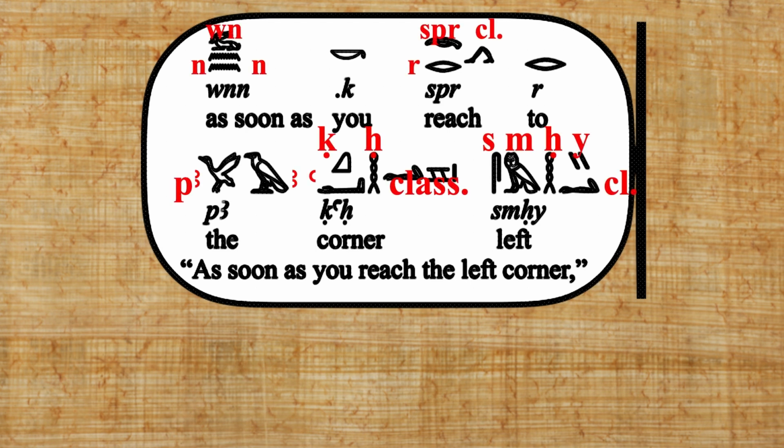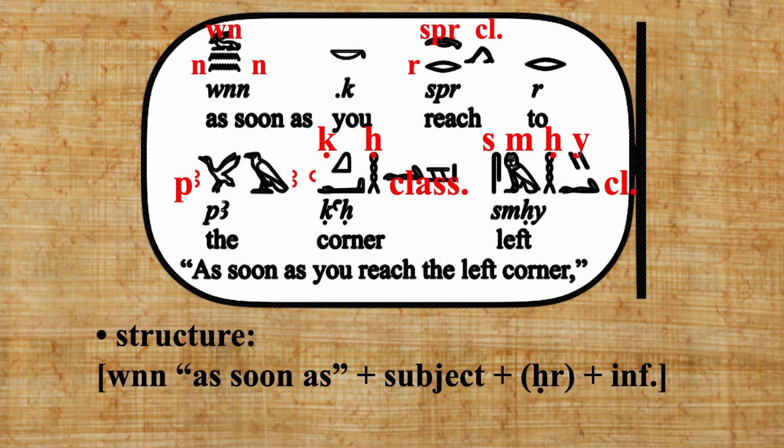If a sentence starts with whenan, as soon as, it follows the structure, whenan, plus subject, plus hair, plus infinitive. Note that the preposition, hair, is most often omitted in front of the infinitive in late Egyptian.